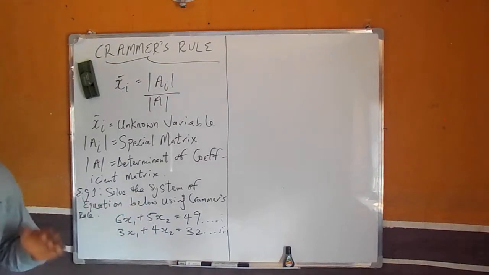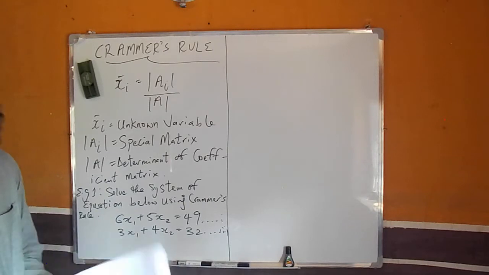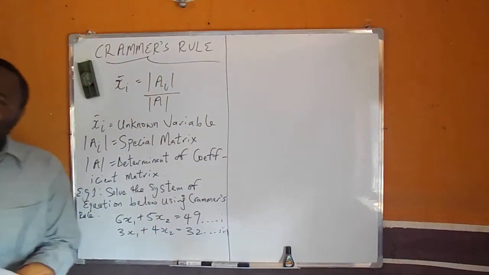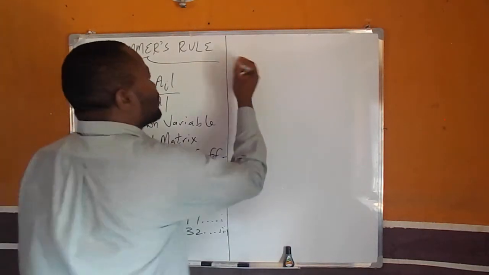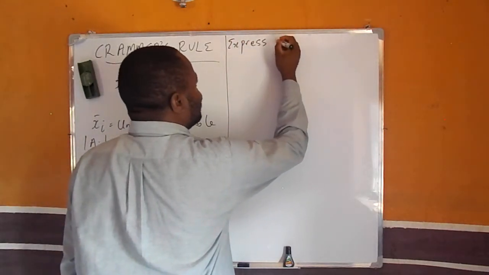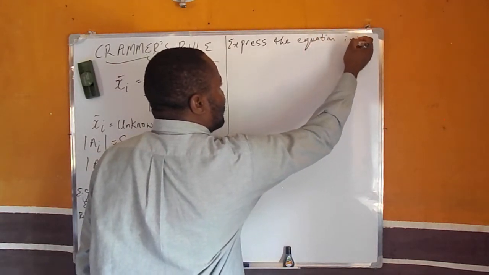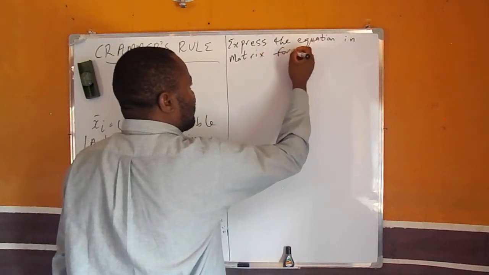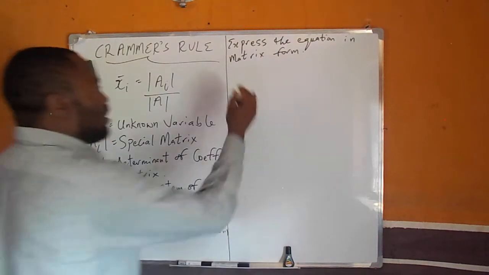Now to solve this using Cramer's rule, the first thing we look for is the determinant of x1 and the determinant of x2. But before going to that, let's express the equation in matrix form.